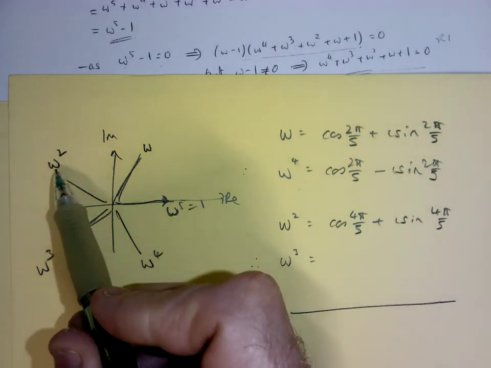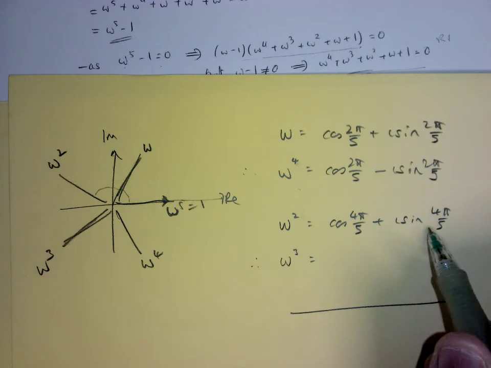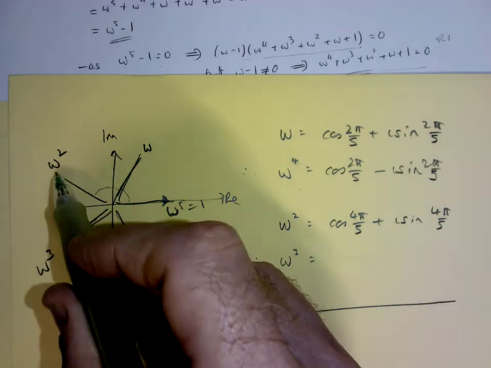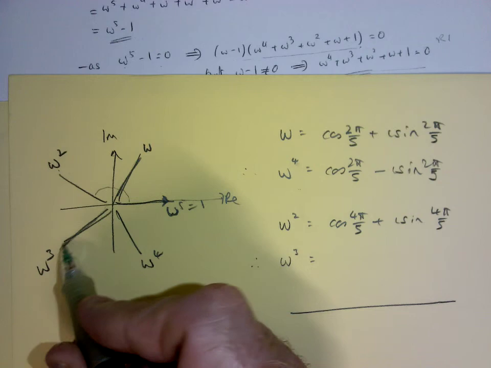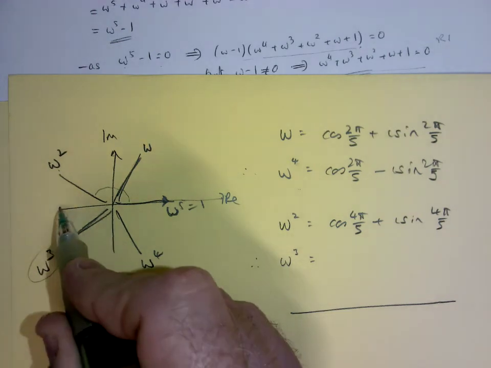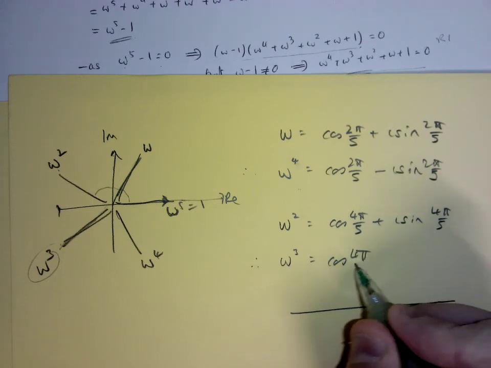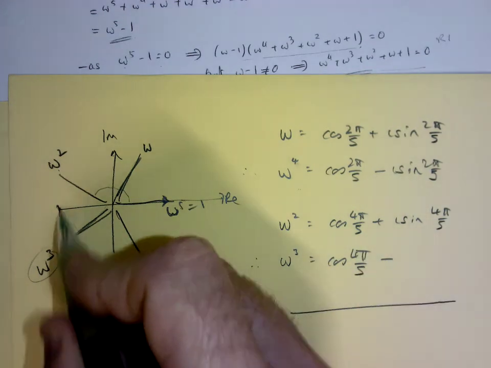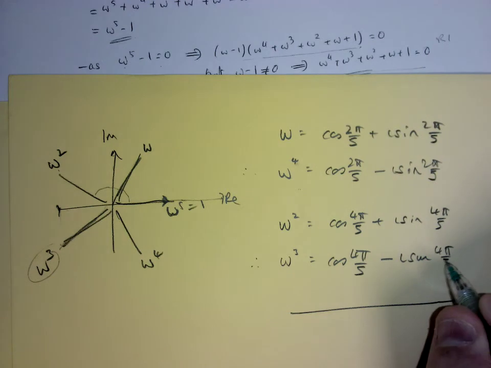This second root, I know that that angle is 4 pi on 5. So I've got that result for the second one, for w squared. I know that then by the geometry of this, that this root here, w cubed, has got the same real part, cos 4 pi on 5, and the imaginary part is the negative, minus sine 4 pi on 5.